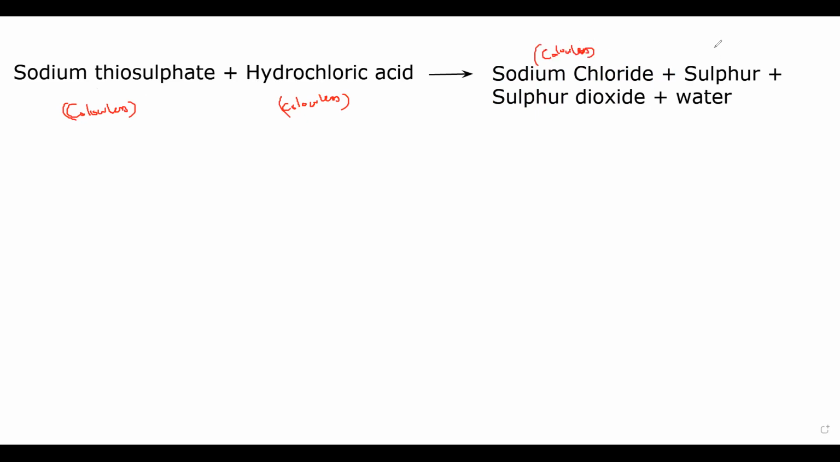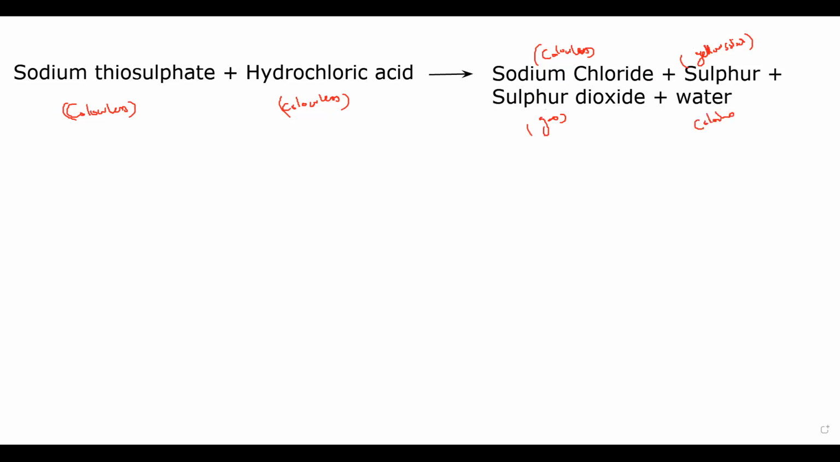Sulfur, when it is formed, will make the solution cloudy. Sulfur is a solid here. It's a yellow solid. Sulfur dioxide is a gas, and water is a colorless liquid.